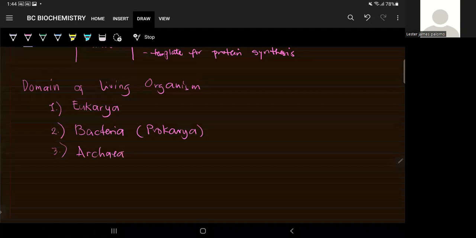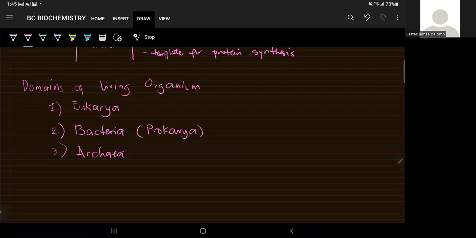It's just that in terms of biochemical processes and reactions, archaea differ from bacteria, as well as in the extreme conditions where archaea could live. So those are the domains of living organisms that we have.